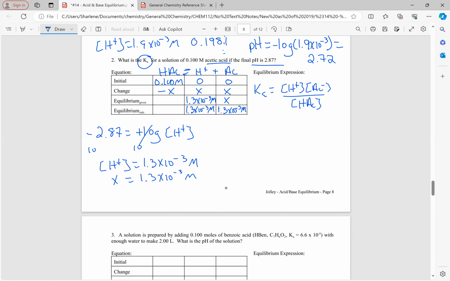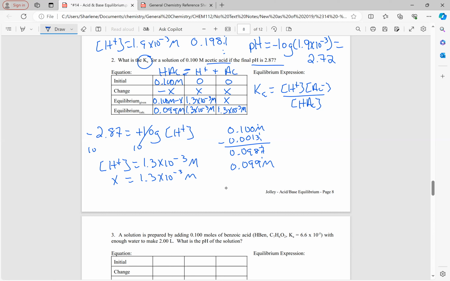Oh, well, guess what? This is 0.100 minus X, and I can do that calculation as well. 0.1 minus X is 0.0987, and I get to keep 3 after, so 0.0987 molar. All right, I have filled out my table.